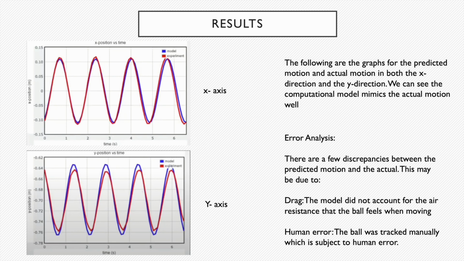And error analysis, there were a few discrepancies between the predicted motion and the actual values. This could be because of the drag force, which the model did not account for, which is the air resistance that the ball feels, and the human error. Since the ball was tracked manually, the data collection is still subject to human error.